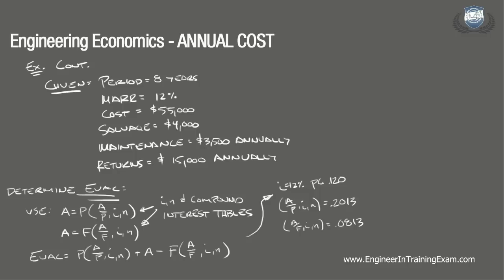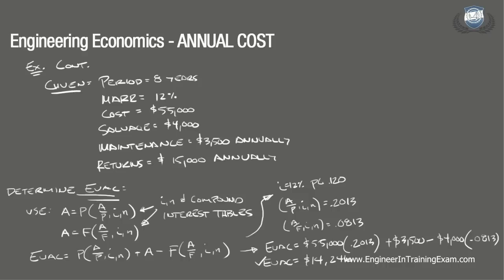Plugging these values into the equations, we get an equivalent uniform annual cost of $55,000 times 0.2013 plus $3,500 minus $4,000 times 0.0813, which gives us our equivalent uniform annual cost of $14,246.